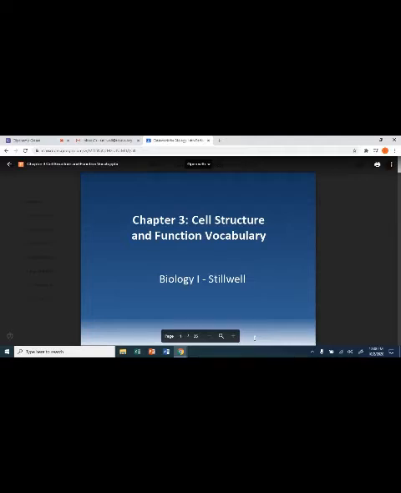This PowerPoint is going over Chapter 3, Cell Structure and Function Vocabulary, which can be easily broken into 3 chapters because we've got to go over the parts of the cell membrane, and things like passive and active transport, diffusion, osmosis, endocytosis, exocytosis. So there's going to be about 35 to 36 words. Okay.